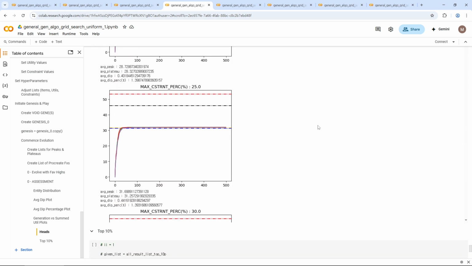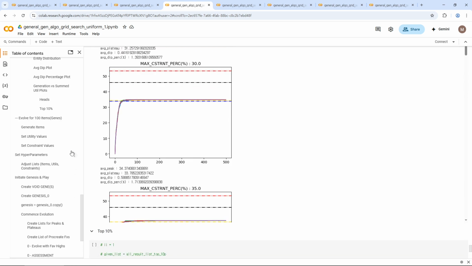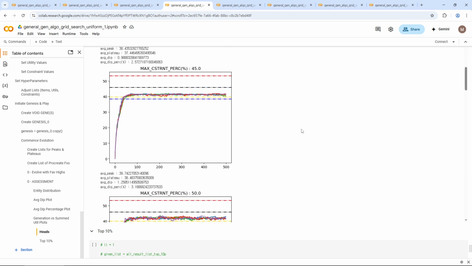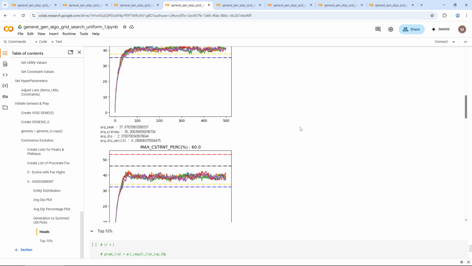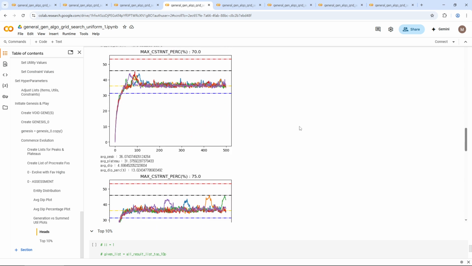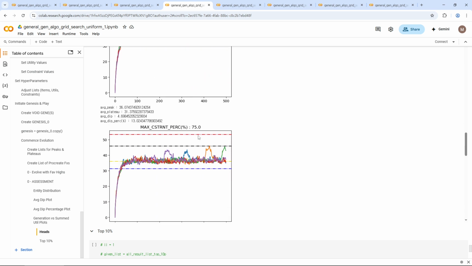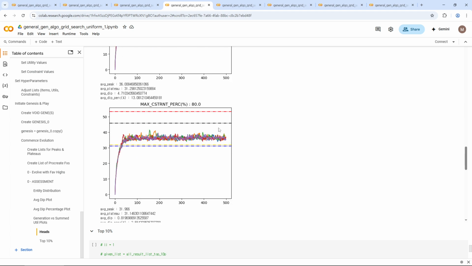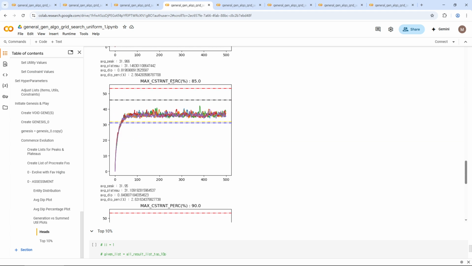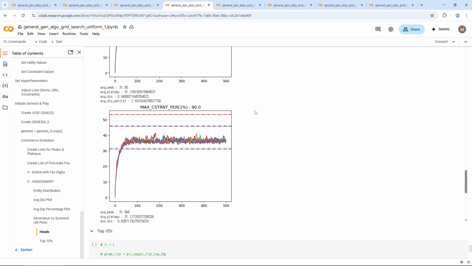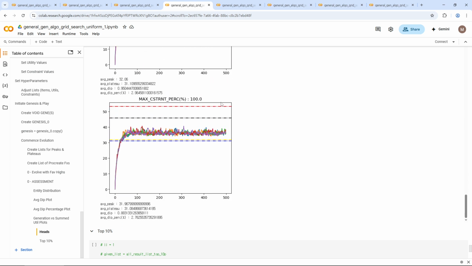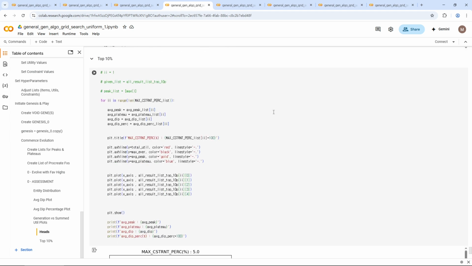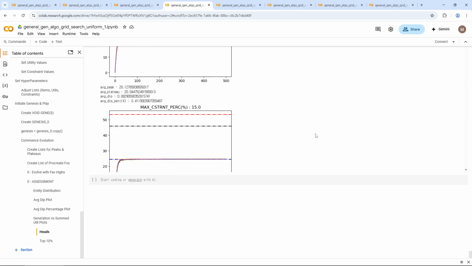Again, most probably towards the end, I think. Or not. 70. At 75 we hit it. At 80 we don't hit it. At 85 we don't hit it. At 90 we don't. 95 we don't. 100 we definitely don't. So we jump straight to 75.